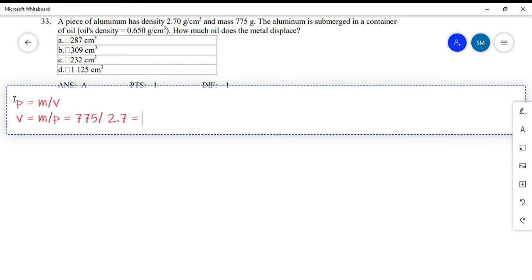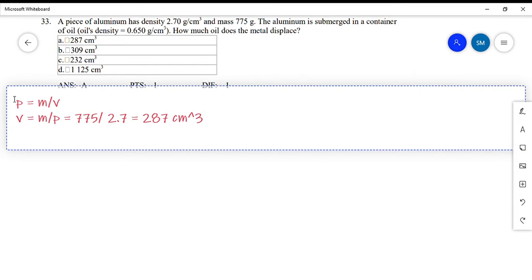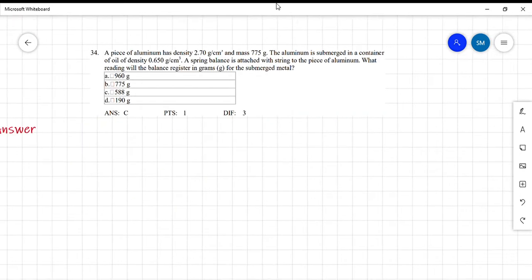So the result will be 287 centimeter cube. So why did he give you the density of the oil? He just gave you the density of the oil to make a ratio between the density of the aluminium and the density of the oil, to make sure that the whole piece of the aluminium will be submerged in the oil. So you will calculate the total volume of the piece. I hope you understand this.